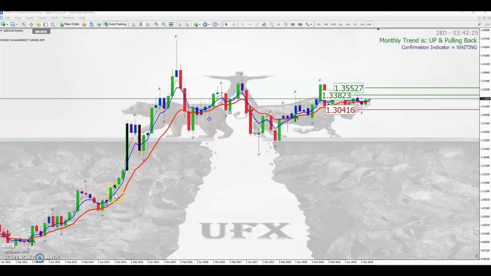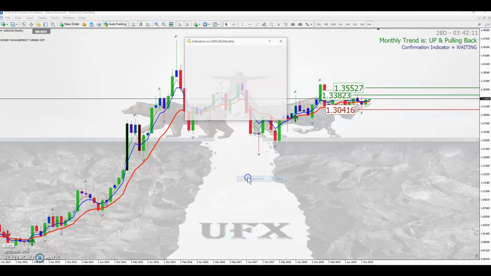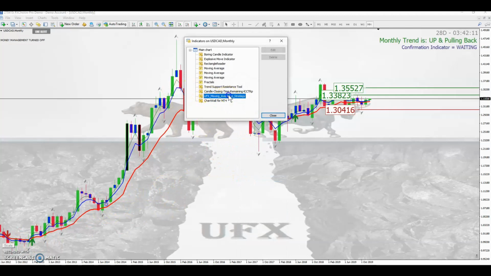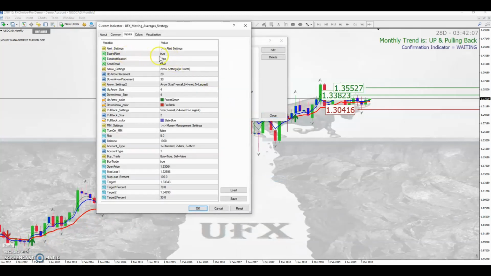So we got the 3 EMAs here. You can see the indicator prints the crossover arrows to the upside, to the downside, and these stars are pullback areas. We also get alerted in the indicator. You can see it's the moving average strategy here. And we do have the sound alerts, the notification alerts, and the email alerts.